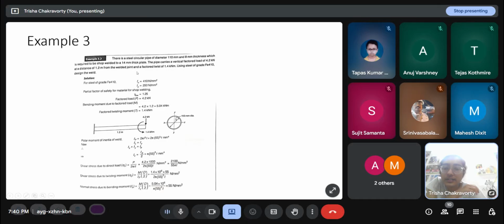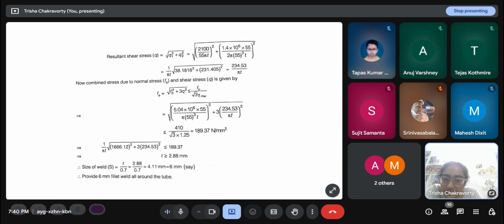This is a circular steel pipe of diameter 110 mm and 8 mm thickness, which is required to be shop welded to a 14 mm thick plate. The pipe carries a vertical factored load of 4.2 kilonewton at a distance 1.2 meter from the welded joint, and the factored twist of 1.4 kilonewton meter. So twist is torsion. Okay, this will be a little complicated. I don't think this problem is important because it is very specific, and it has some solid mechanics aspects to it. I don't think this would be asked generally in the design of welds.